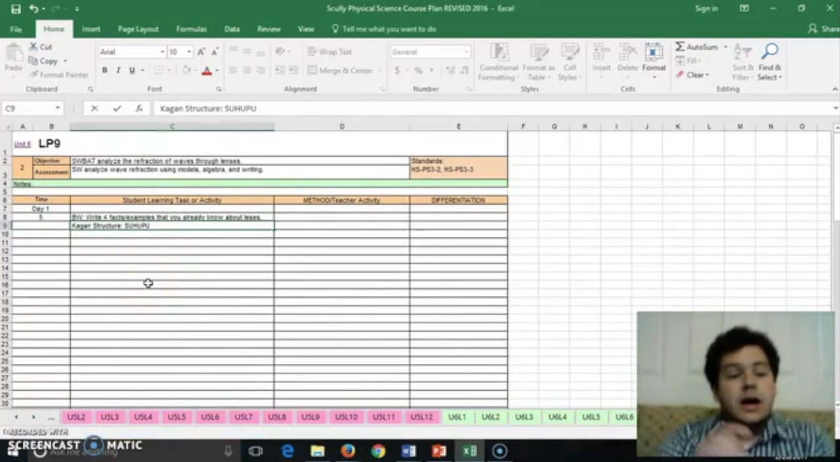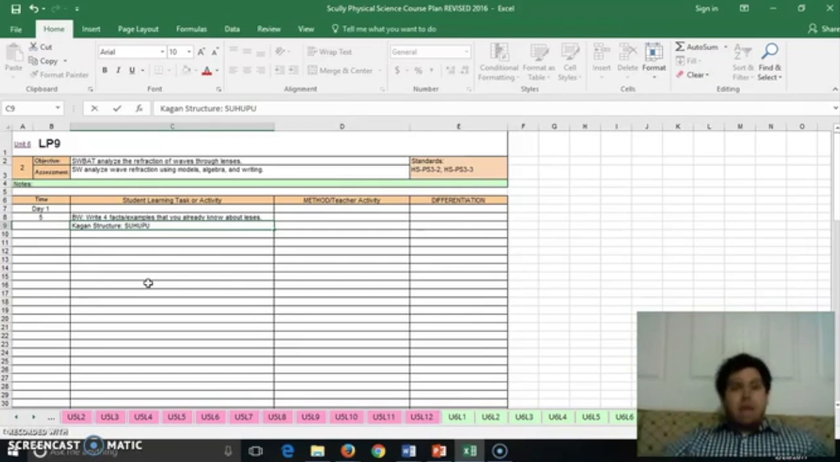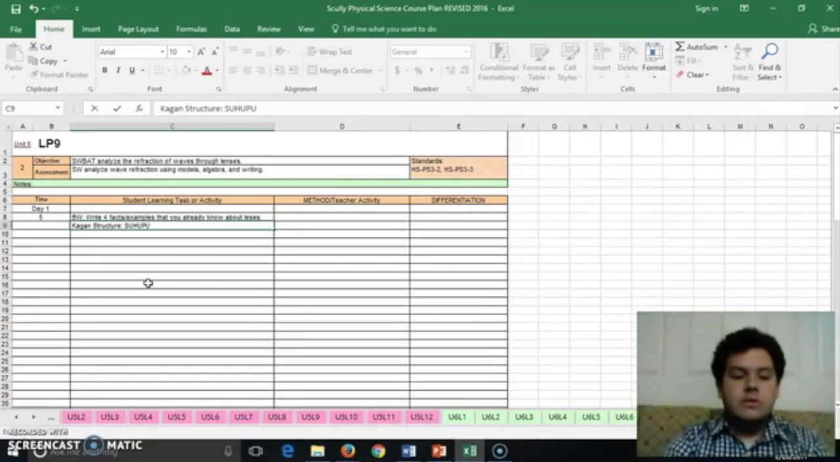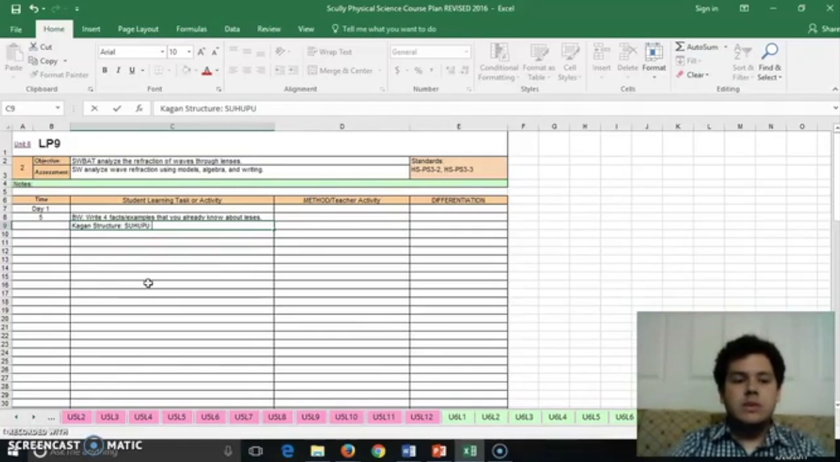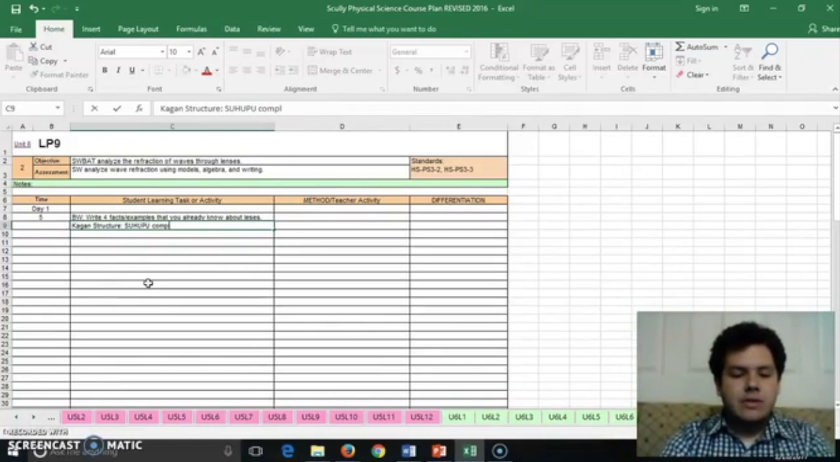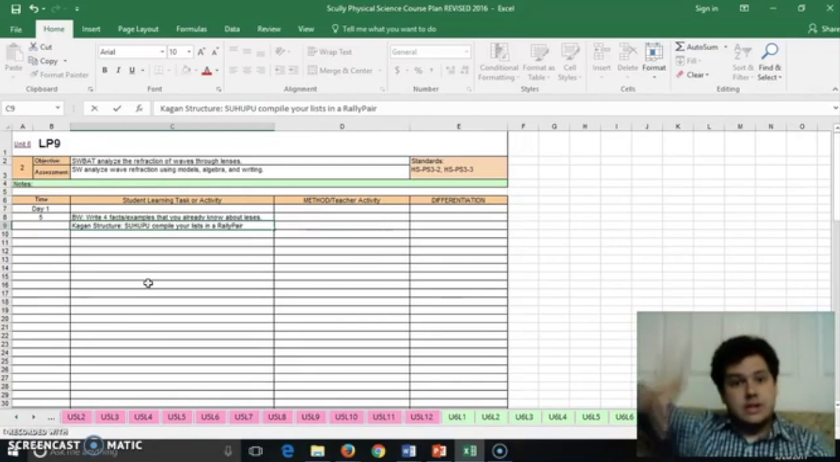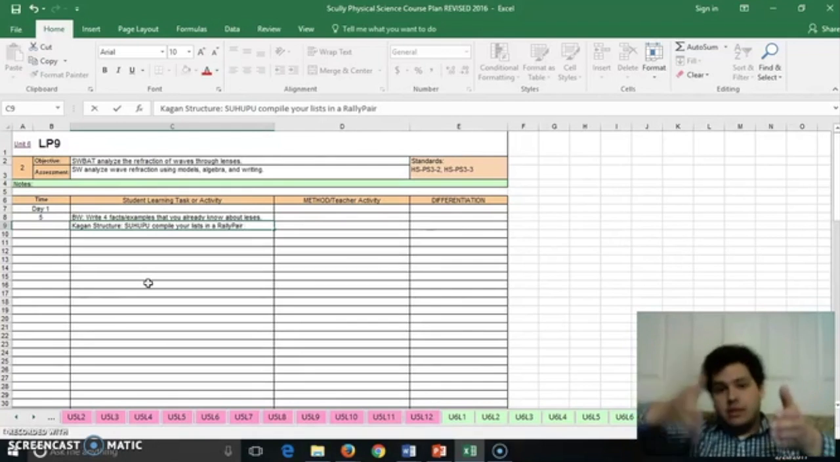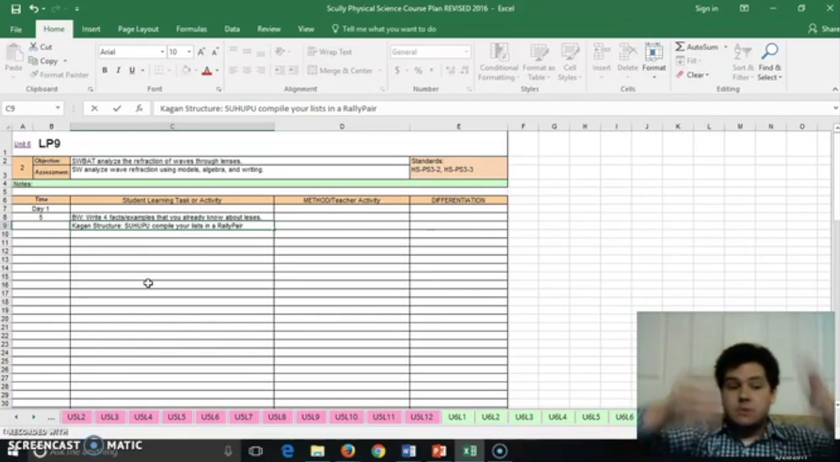Stand-up, hand-up, pair-up. Get them out of their seats. They're going to be talking to each other. They're all going to stand up, walk around the room, find a partner. And once they're with their partner, I'm going to have them compile their lists in a rally pair. A rally pair is where one person says something, the other person says something, then the first person, the second person, the first person, second person.